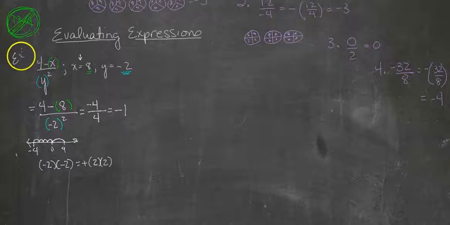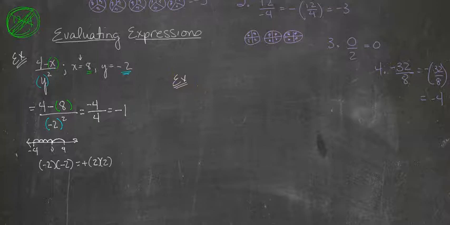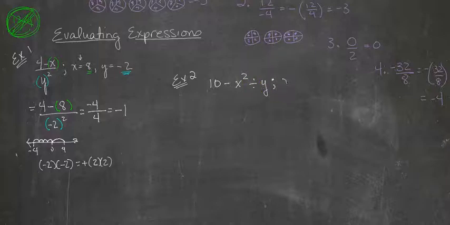Okay, so that was an example. Let's do one more example of evaluating. So this would be example 1 and 2. We want to evaluate 10 minus x squared divided by y when x equals 8 and y equals -4.